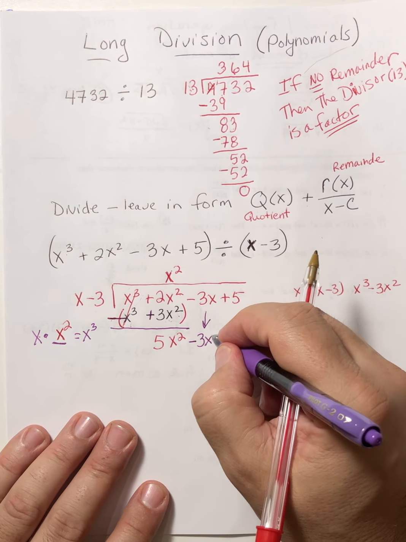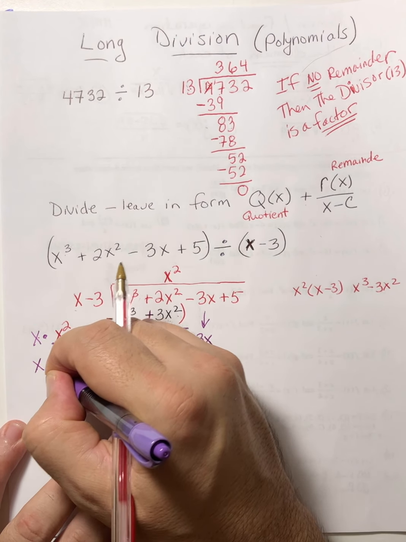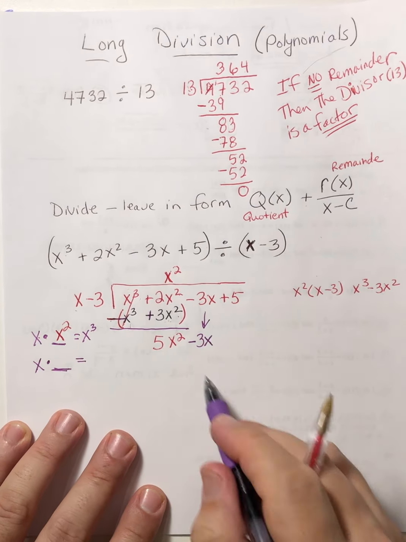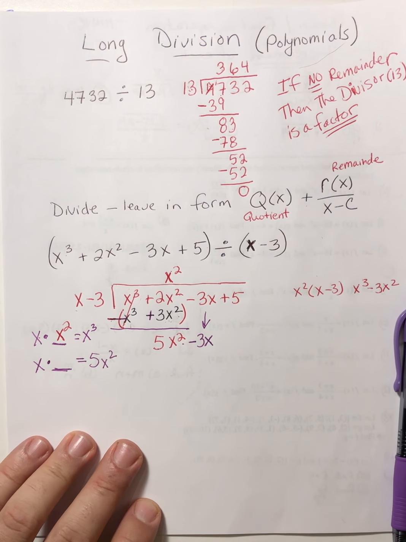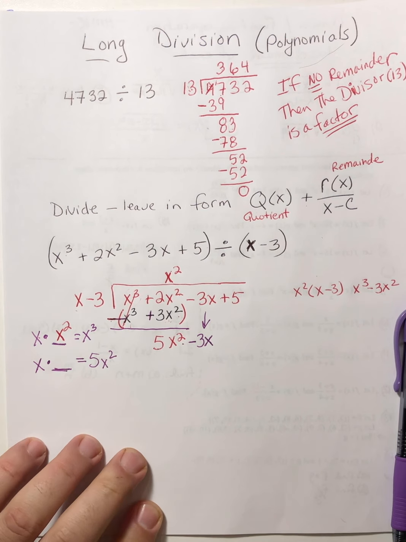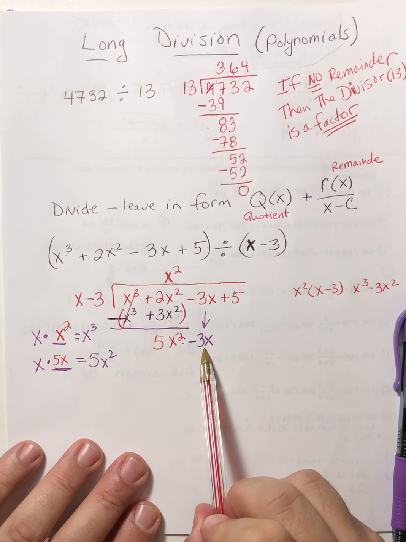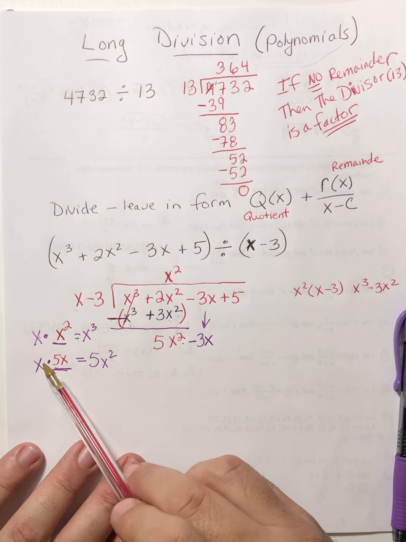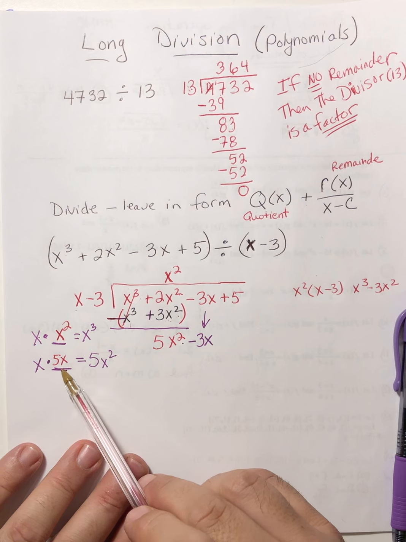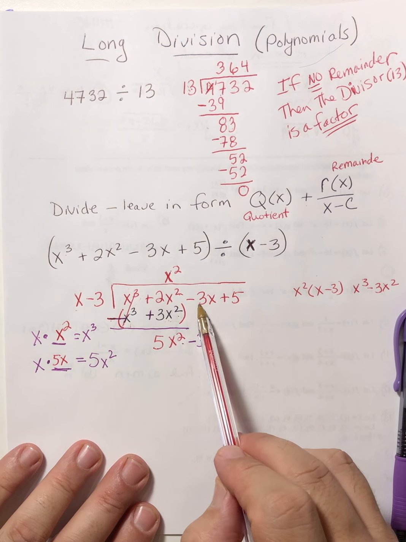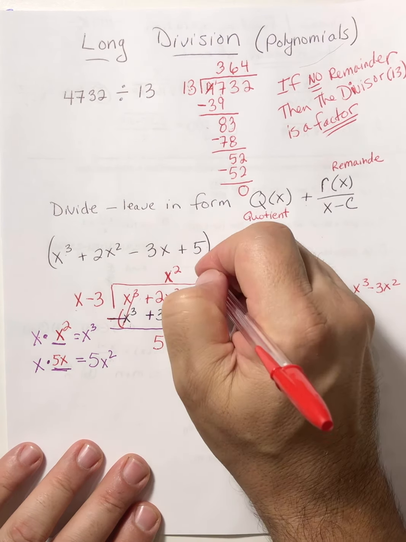And the process starts all over again. We look at this x, and we say x times what is 5x squared? Hopefully you'll say 5x. So then where do I put the 5x? That's right, it goes above the 3x. Everything lines up. You need to be neat with your handwriting. So I'm going to put a 5x right here.